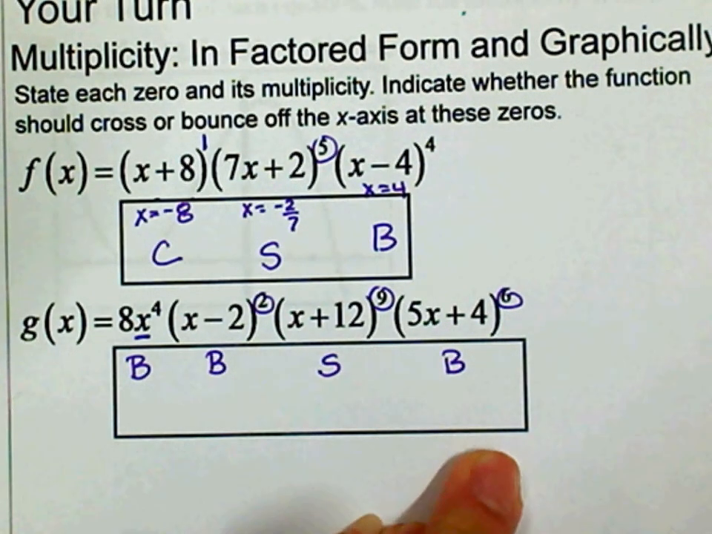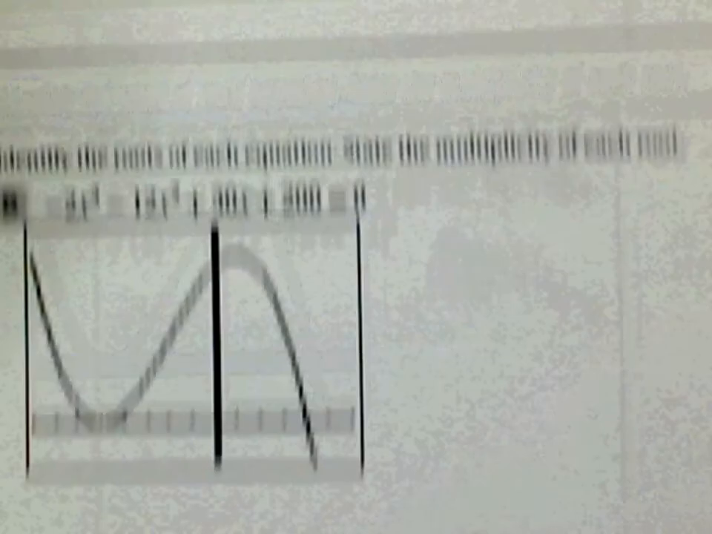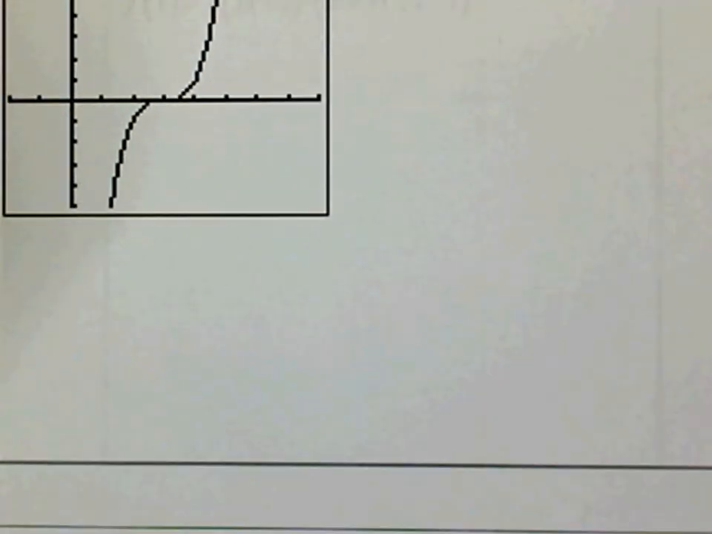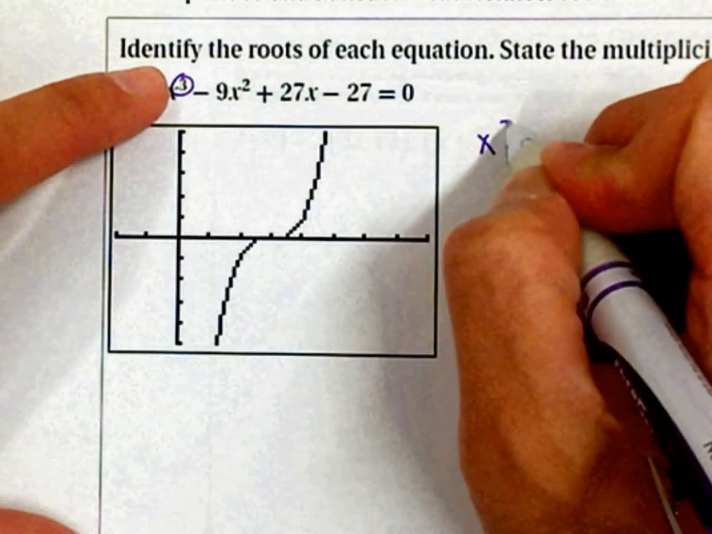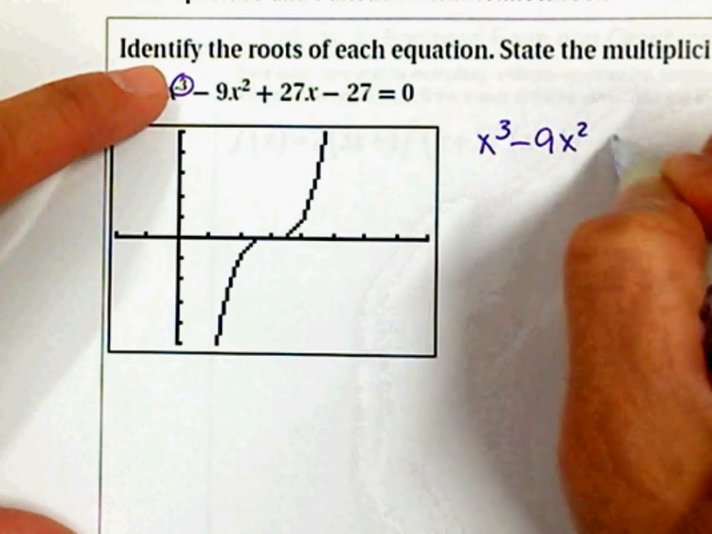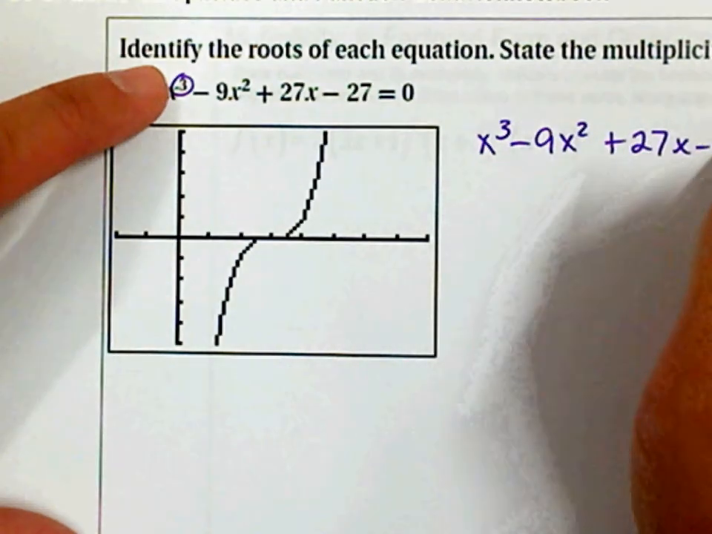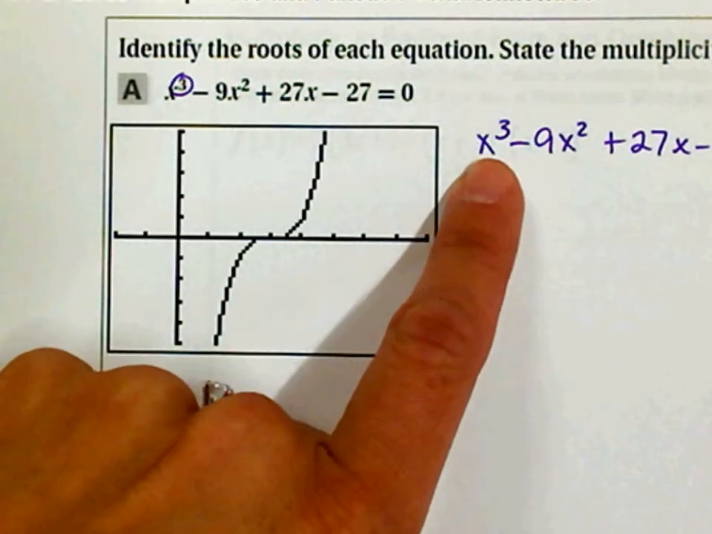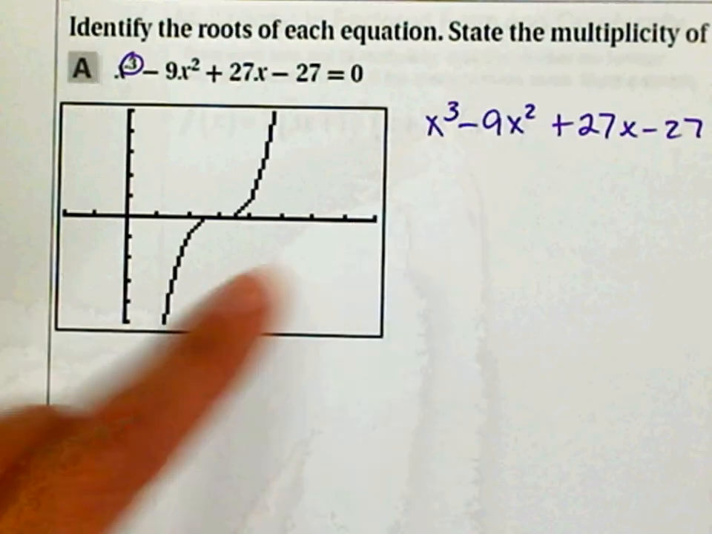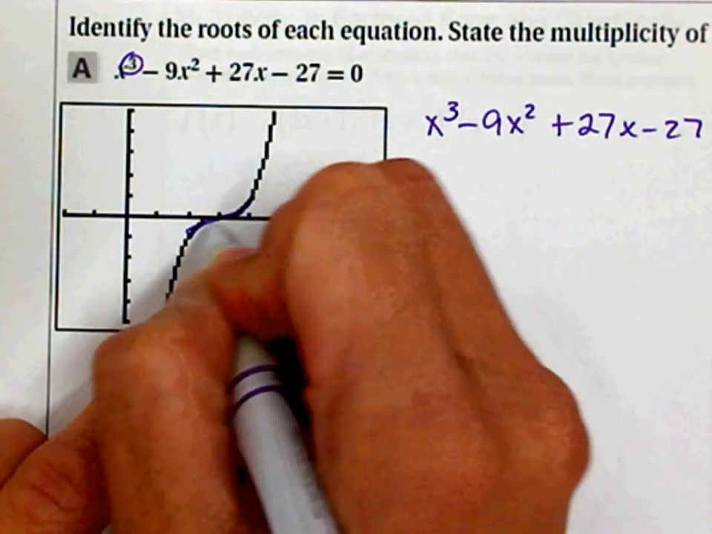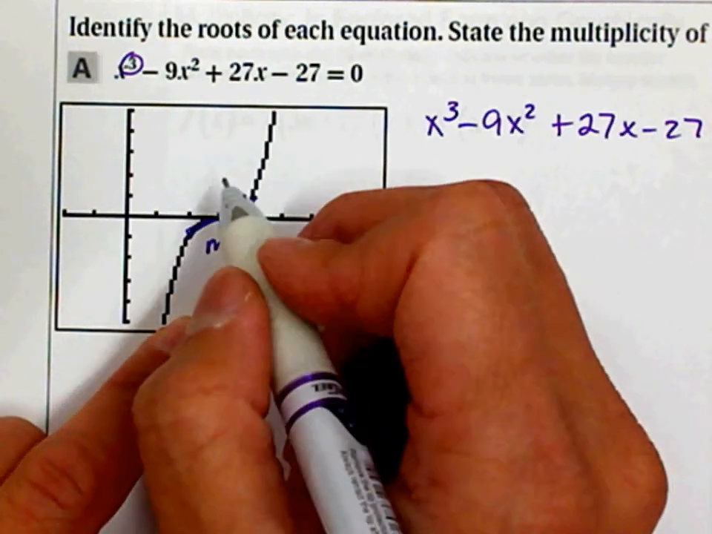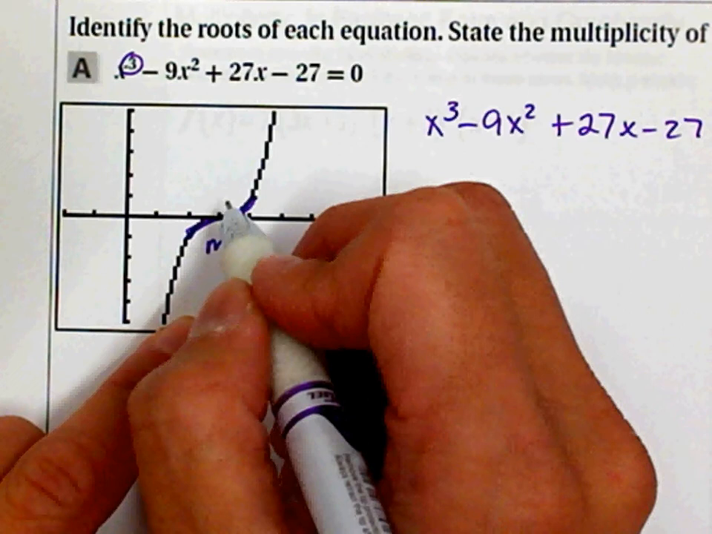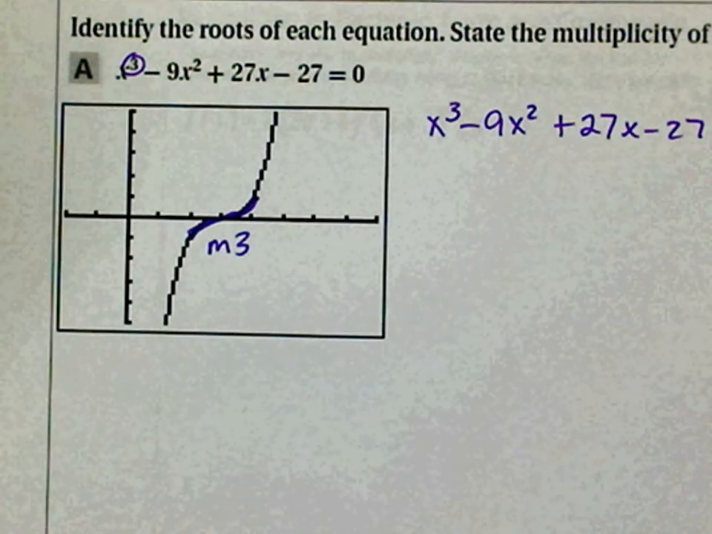Identify the root and multiplicity. Okay, this is the highest degree is a 3. So you got x to the 3rd minus 9x squared plus 27x minus 27. What is your highest degree right there? 3. What do you think this degree is right here? Multiplicity? What do you think that multiplicity is right there? 3. Because why? It is a slide. So it's got to be 3, 5, 7, or 9.